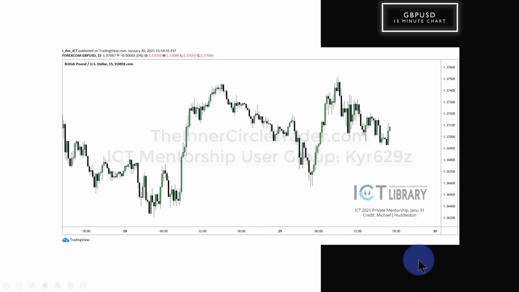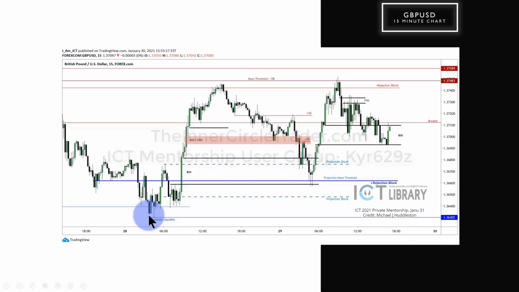All right, so 15-minute time frame on cable. All right, so we have the sell side liquidity pool, optimal trade entry in here. Runs up, creates a buy side imbalance here. That projection block, the levels have been transposed into the 15-minute time frame. Inside that BISI, the higher one, remember this is the lower one and this is the higher one. Inside the uppermost one, you can see now we have a more refined imbalance with the fair value gap.